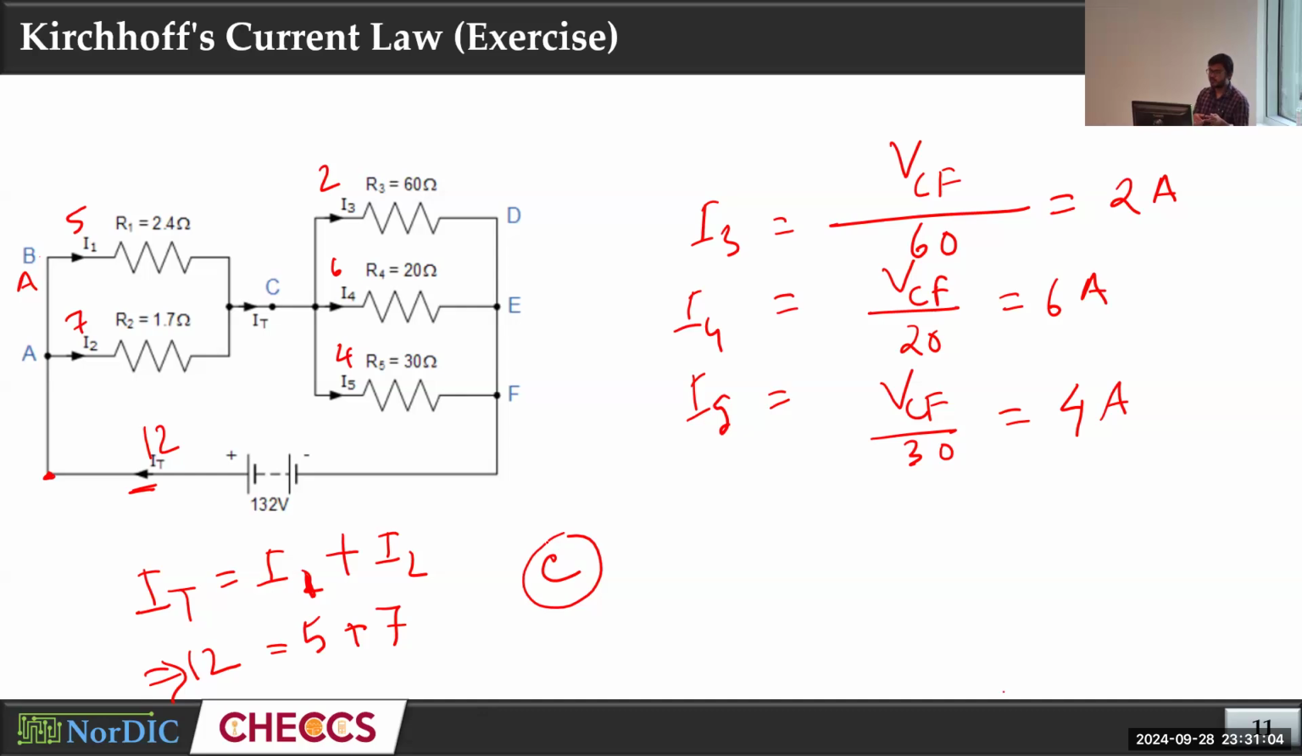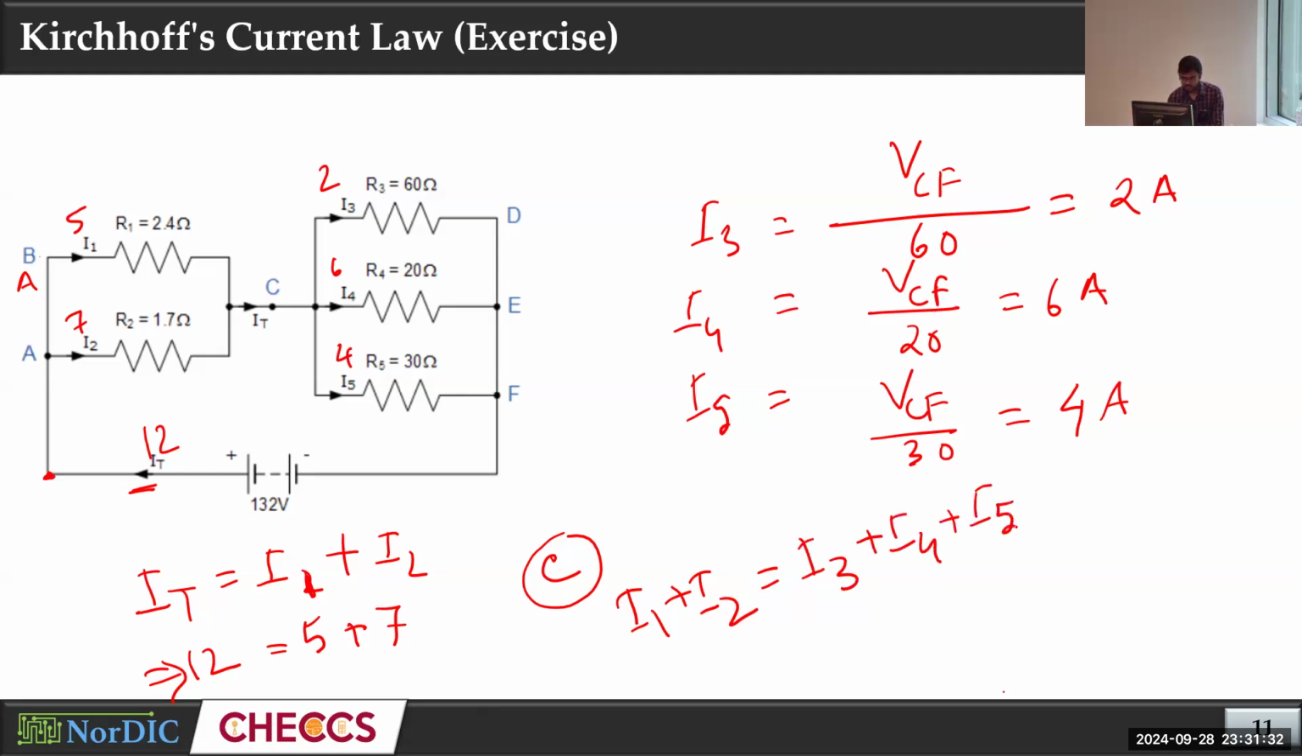So IT is like I1 plus I2, but if we count them as individual currents, I1, I2, I3, I4, I5, we have 5, right? All of these currents are connected to C. So at node C, I1 and I2 are entering. Is that correct? Only I1 and I2 are entering, and I3, I4, I5, all these 3 are leaving. You can say that from the arrow.